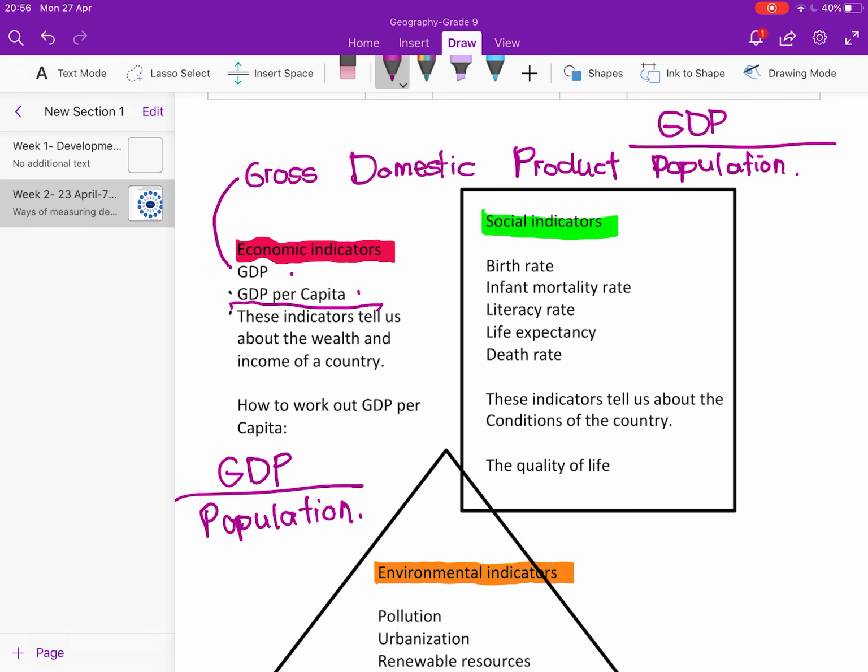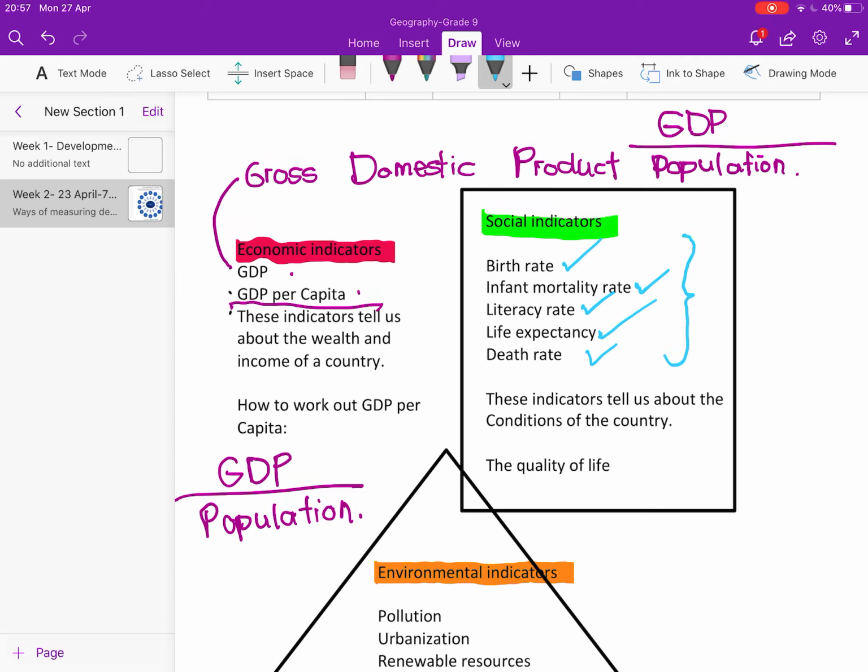All right, our next group of indicators is called social indicators. Now, our social indicators are things such as the birth rate. The birth rate is how many babies are born in a year. The infant mortality rate is the number of babies per thousand who die before they reach the age of 1. So that is very sad, but that is the infant mortality rate. Literacy rate is how many people over 15 can read and write. Life expectancy is how old you are expected to get in this country. And the death rate is how many people die per year.